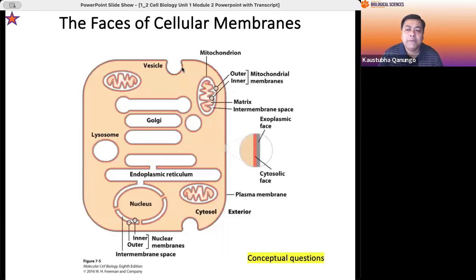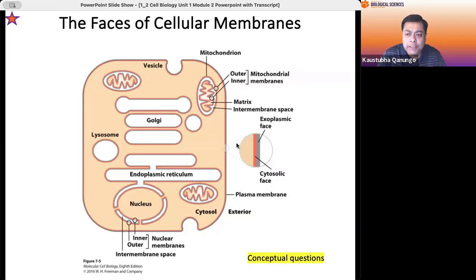All right. So after that, we are looking at the faces of the cellular membrane. This is one of the things that sometimes people get a little confused about: what is the exoplasmic face and what is the cytoplasmic face? First, when we look at a cell and a couple of organelles, the organelles are of 2 different types. One is single membrane bound, and some, like the nucleus and mitochondria, are double membrane bound. Let's see how they are different.